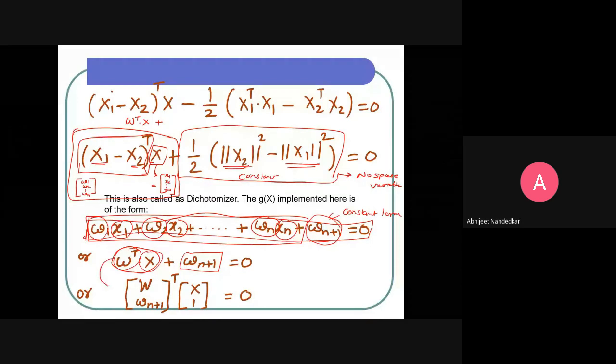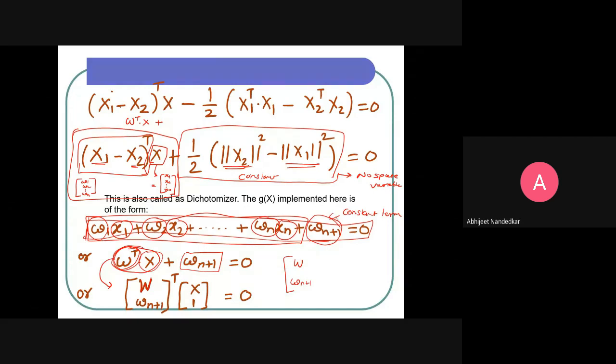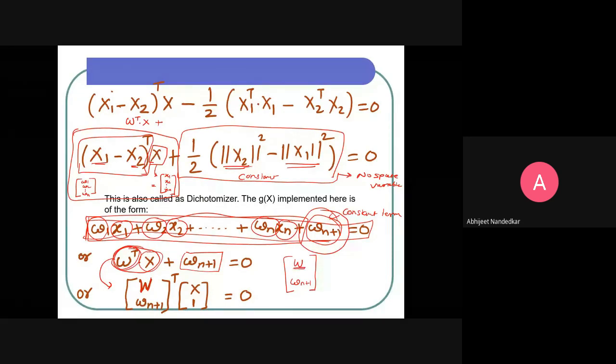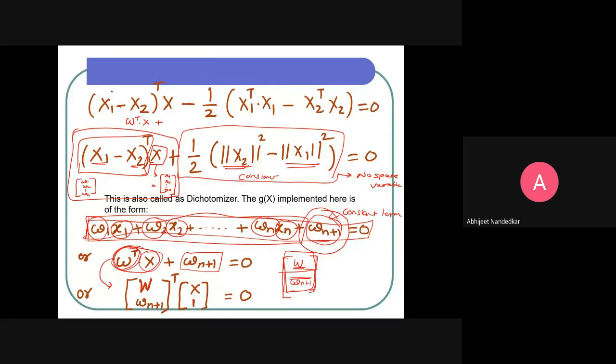Now I can write this equation in this form, where I write this w, and the extra term, that is w_{n+1}, which is here. So I augment the w vector by one term, that is w_{n+1}. This is called augmentation, where the original vector w is added with some other number. So the dimension is increasing from n dimension to n plus 1. So this will be a vector with n plus 1 variables.